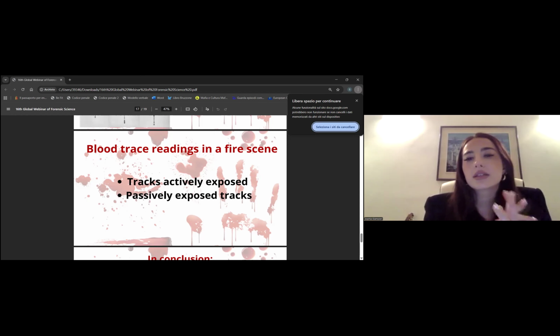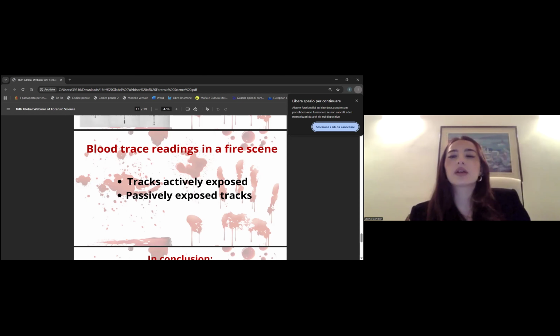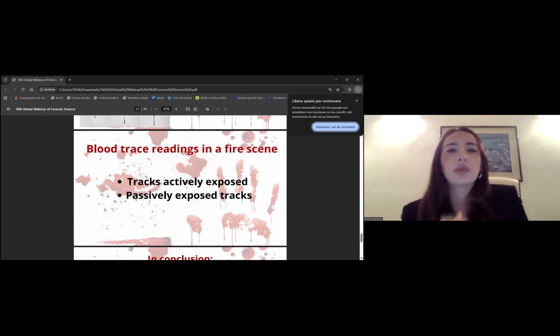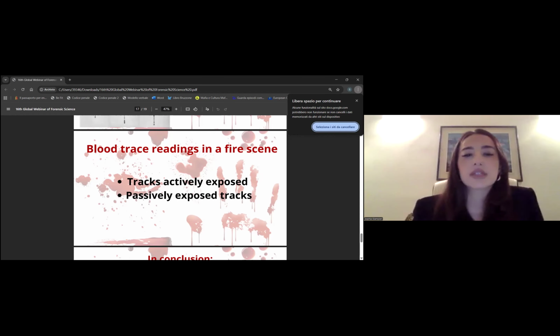In these cases, since the traces are totally erased or profoundly altered, it is currently impossible to use the BPA technique for investigative purposes, because the traces are classified as unusable. Instead, in the second case, that of passive exposure, it's possible that a good part of the blood traces are not destroyed or rendered unusable by the action of fire. In that case, it's still possible to apply the BPA technique for investigation.